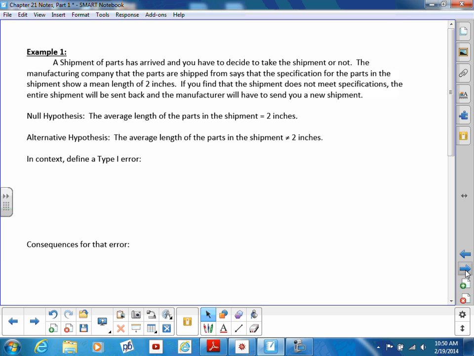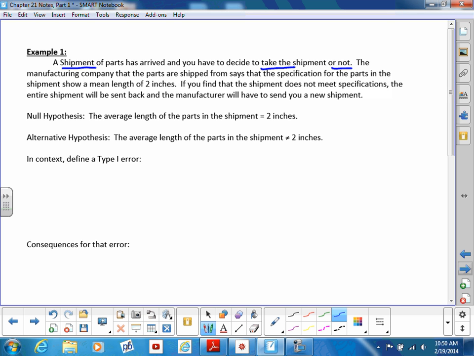All right, so let's say that you are the shipment manager for, I don't know, some type of pen, and you need a particular part, this little inside cartridge, to be 2 inches long so that it's going to fit correctly into your pen. Okay, so you are the shipment manager. A shipment of parts has arrived, and you are the gatekeeper. You decide to either take the shipment or to not take the shipment.